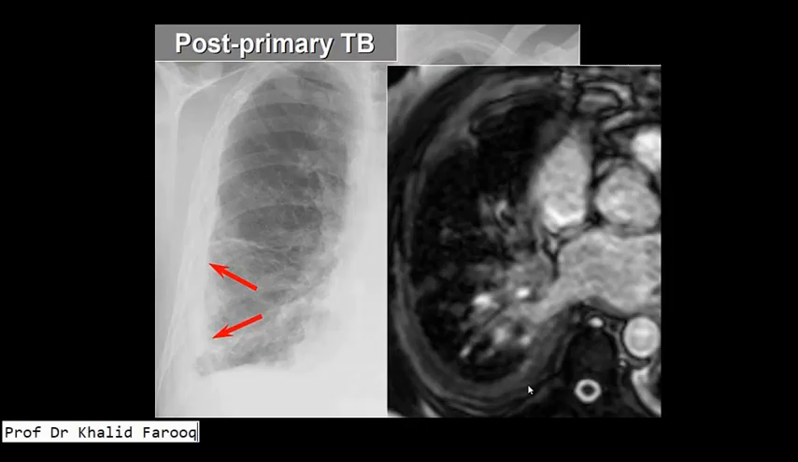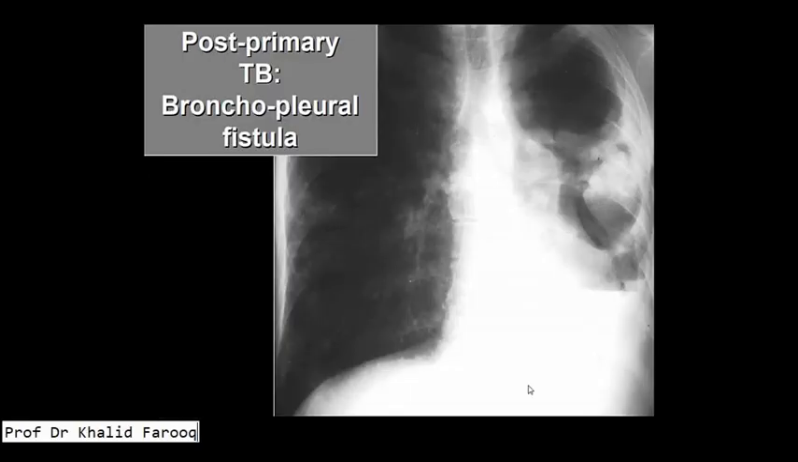Here we have an example of bronchopleural fistula, where there is significant reduction in the volume of the left lung with ipsilateral mediastinal shift, and we can see air fluid levels favoring bronchopleural fistula.